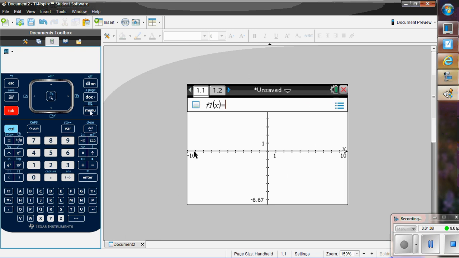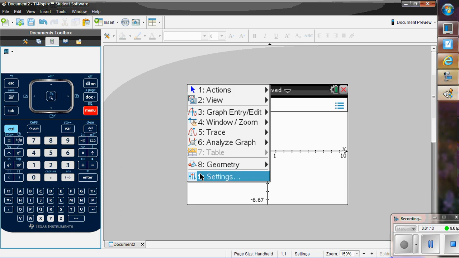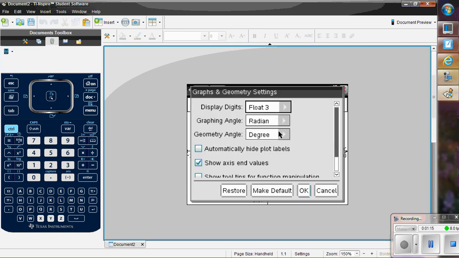You're going to hit menu once you are in the graph, go down to settings, and adjust it so that your graphing angle is in degrees. If you do not change this here, you will be in radians. There are some benefits to being in radians, when your scale is in pi, or the question's in terms of radians. But our question here is in terms of degrees, so we should make sure we're in degrees. It's the number one thing you need to pay attention to, whether you're in radian or degree mode.